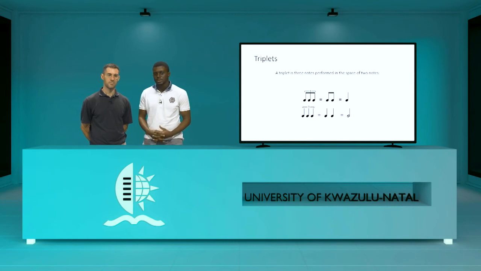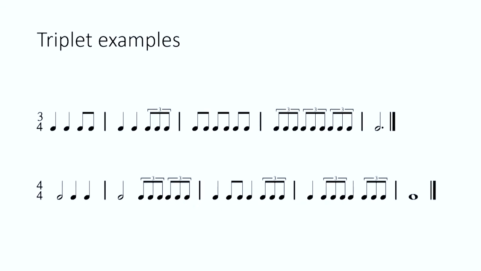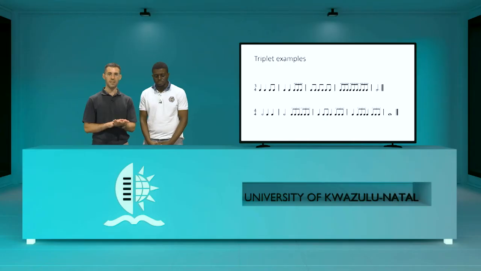Now let's look at some examples of these if we were actually to clap them. The first one is in 3/4. It's a simple time. That means there are 3 crotchets in the bar. I'm going to clap this particular example so that you can see how the triplets work. All right, here it comes.